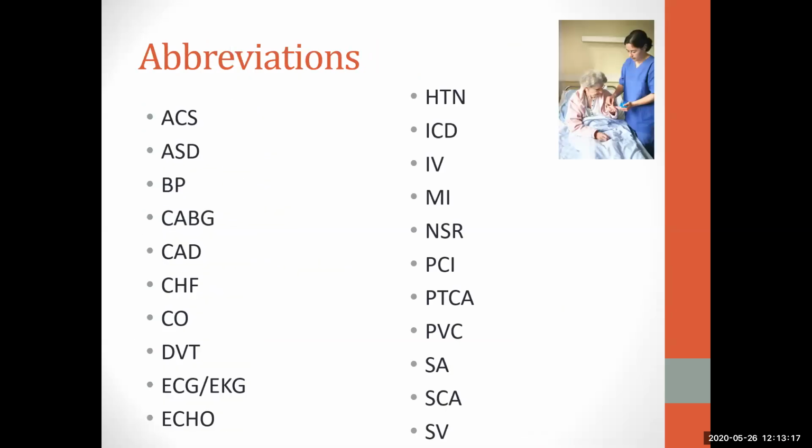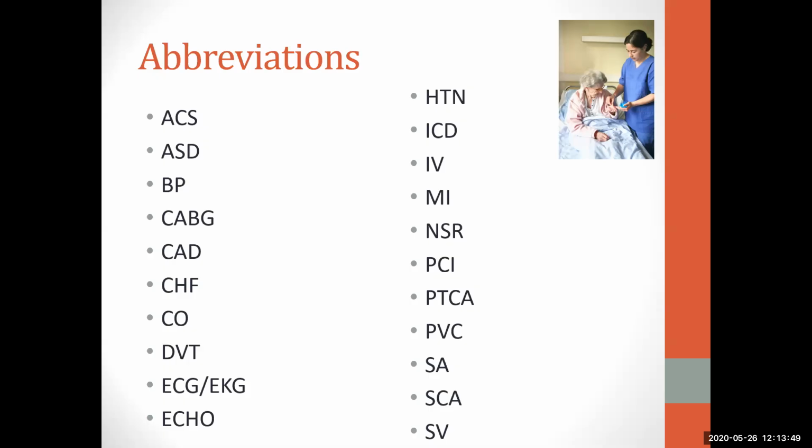Abbreviations that we see: ACS is acute coronary syndrome. So anybody that has chest pain will be given a diagnosis of ACS until they figure out what's going on. ASD is atrial septal defect. So the septum has a defect. BP stands for blood pressure. And then that CABG, again, is coronary artery bypass graft. CAD is coronary artery disease. CHF is congestive heart failure.